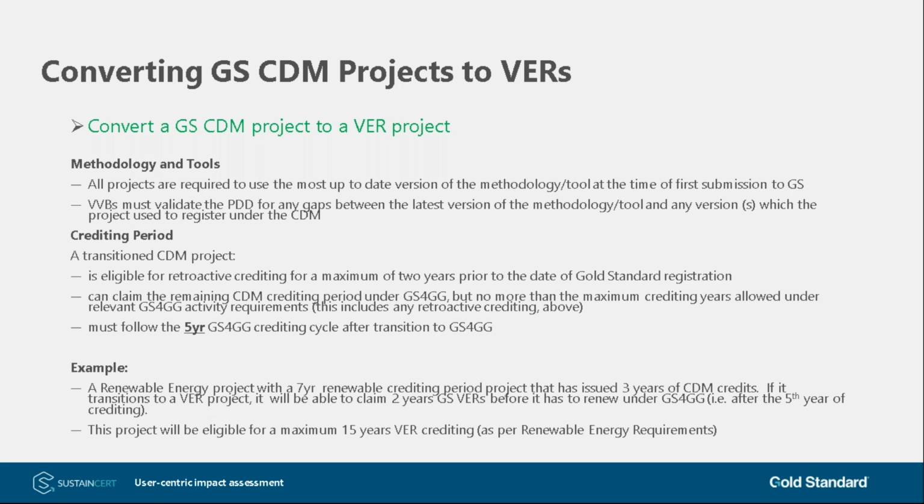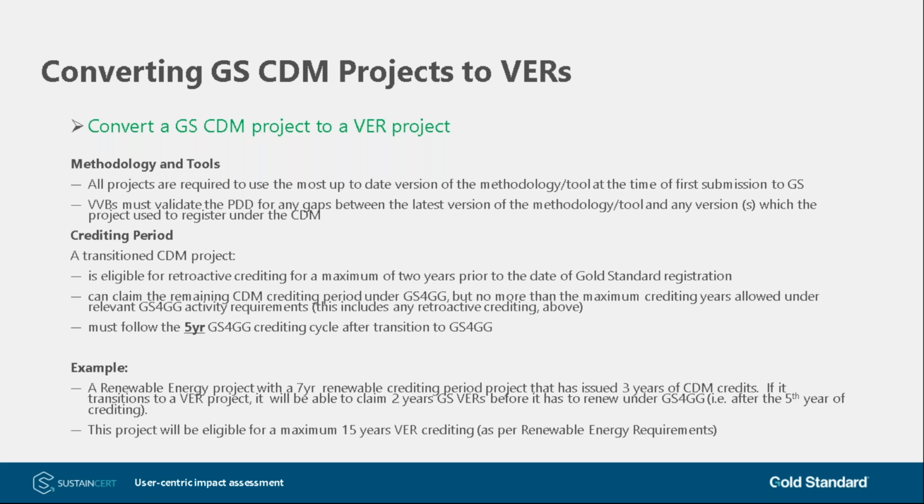Activity requirements have different maximums, as I'm sure you're aware. The majority of them, so renewable energy and community services, are 15 years. But the default is actually 10 in the absence of any activity requirements. So that's the amount available. The third and final point is that the project needs to follow the 5-year crediting cycle after it transitions to Gold Standard for the Global Goals.